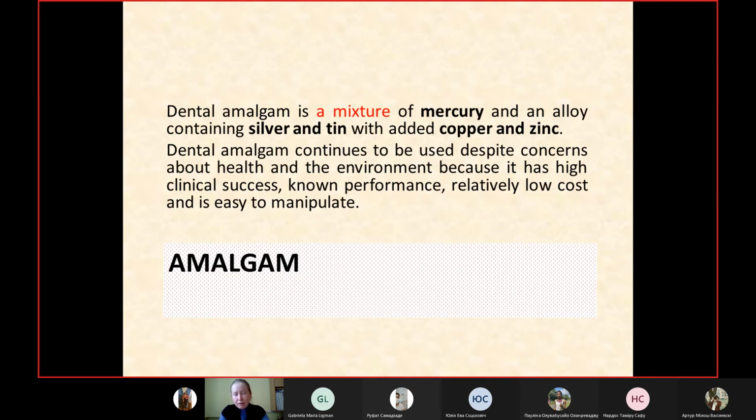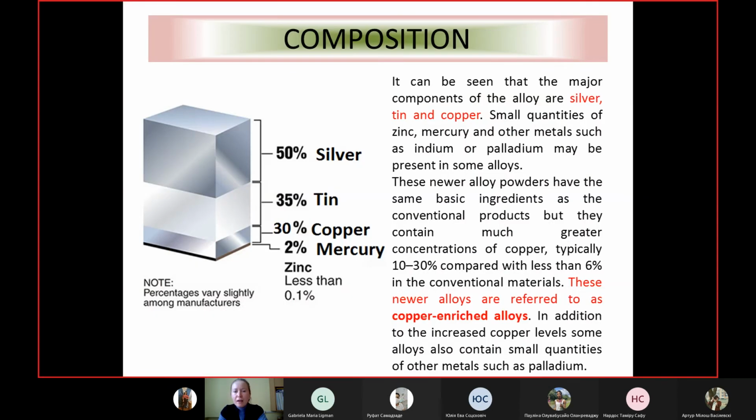Amalgam, another restorative material. Dental amalgam is a mixture of mercury and an alloy containing silver and tin with added copper and zinc. Dental amalgam continues to be used despite concerns about health and the environment because it has high clinical success, known performance, relatively low cost, and is easy to manipulate. Composition. Modern formulations of amalgam have a great amount of silver in their composition, almost equal proportions of tin and copper, a little amount of mercury, and some amount of zinc.